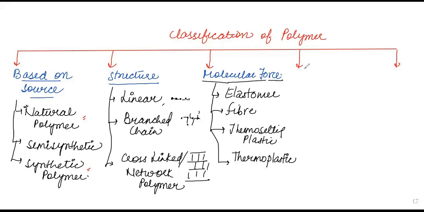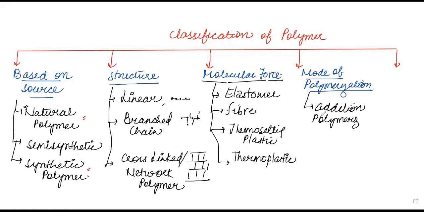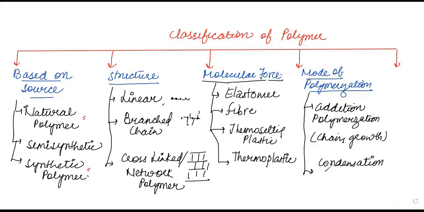Now the next type is based upon mode of polymerization, meaning in what way you can make it. We have two types. It may be addition polymerization, which is also known as chain growth polymerization, and the second type is condensation polymerization, also known as step growth polymer. So the two subtypes are there.